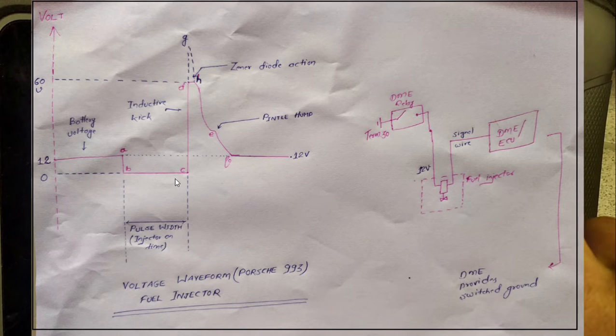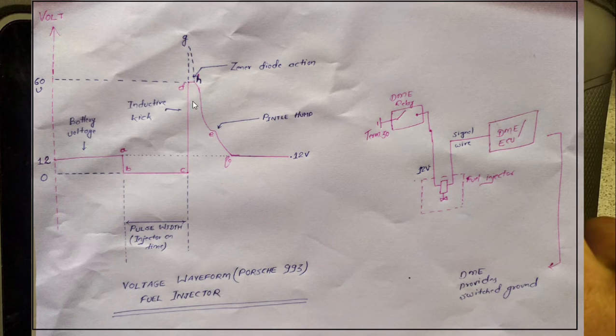Now we know that the fuel injector has coils, it has windings, so there will be EMF generated in it. As soon as we reach point C, and the DME stops supplying the ground to the injector, this EMF will be kicked out, and it will generate around 60 volt here, or it may generate more depending upon the car and the type of injector we have. This energy is called inductive kick. It is the EMF, electromotive force, which is being generated here.